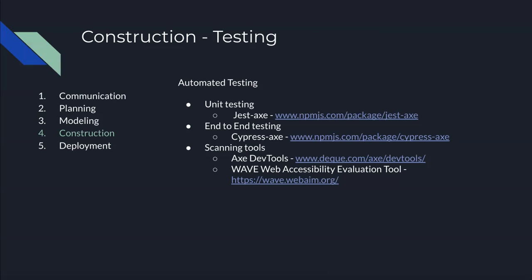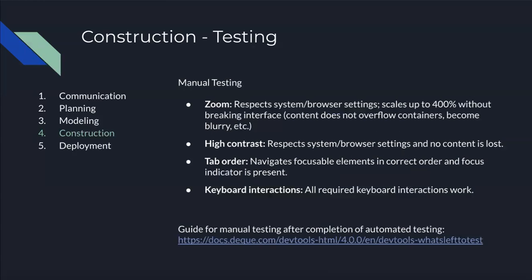Axe DevTools and the Wave Web Accessibility Evaluation Tool are both browser extensions. These tools are great for finding common accessibility issues such as color contrast, web page structure, missing alternative text for images, missing content for buttons or links, missing labels for form inputs, and more. However, only a fraction of accessibility problems can be caught with automated testing, and manual testing is required to catch the remainder. Here are just a few accessibility criteria which need to be evaluated with manual testing.